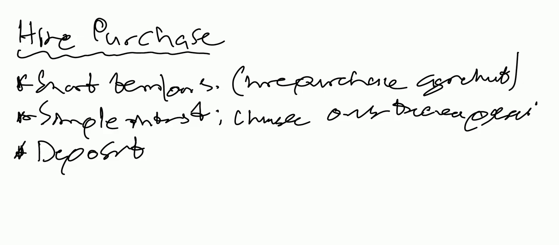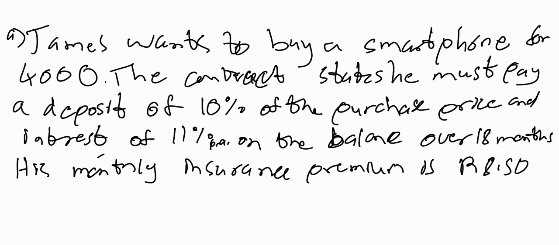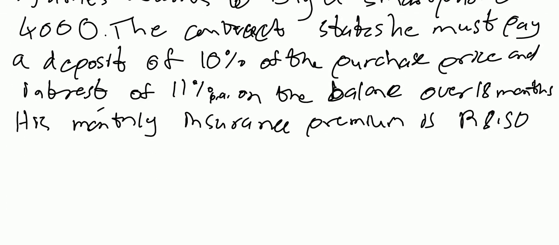After paying the deposit, you must pay the balance. For example, maybe the insurance, if it is required, and the interest, paid off in equal monthly payments, remember, or installments. We call it installments. For you to understand how hire purchase works, let us do an example.